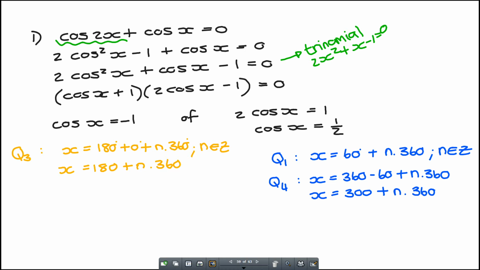All right. So, once we got there, once we factorized, I then have to make each one of those equal to 0. So cos x plus 1, make that equal to 0. So that's how I got here. Cos x is equal to minus 1.